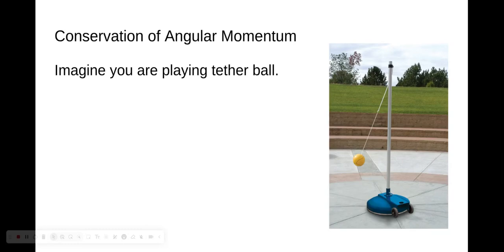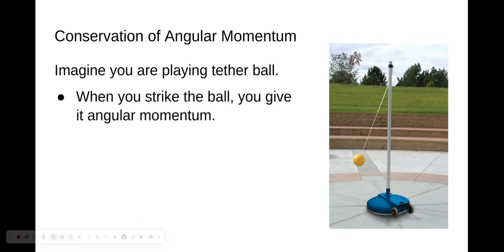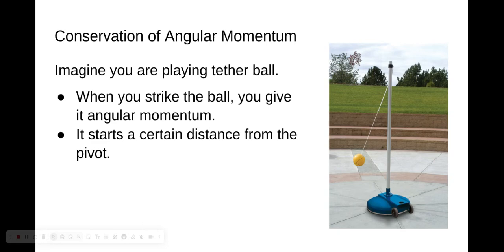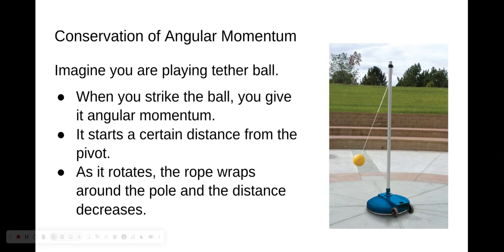Here's an example. Maybe you played this game before. This is tetherball. You whack the ball, it's tied to a rope, and it pivots around the pole. Now, if you're all by yourself, you're not actually playing the game, so there's one person here, and you strike the ball, you're going to give the ball angular momentum. It starts out a certain distance away from the pivot or from the pole, depending on which way you want to measure it. And as it rotates, the rope wraps around the pole, and that distance decreases. But all the angular momentum it has is what you initially gave it.